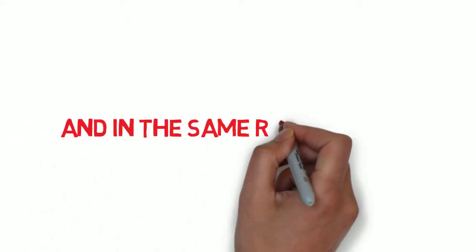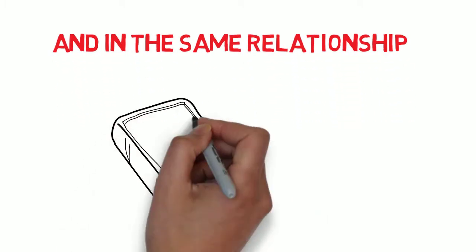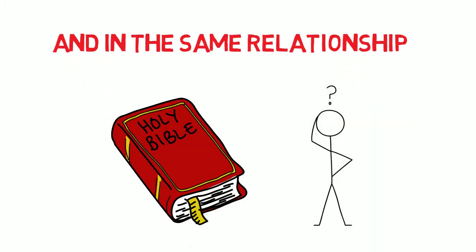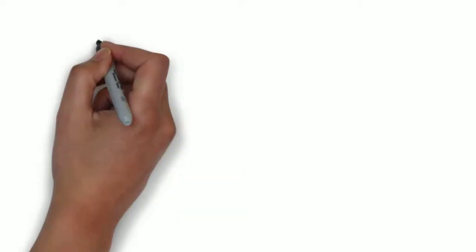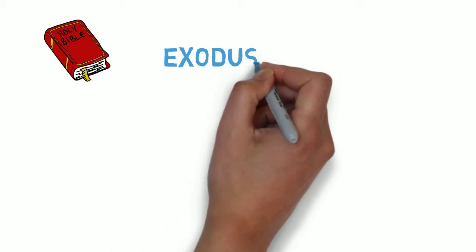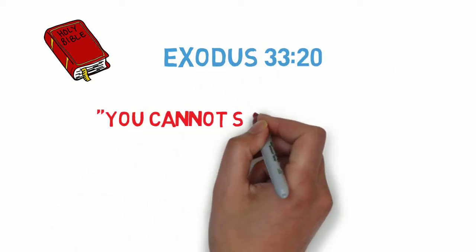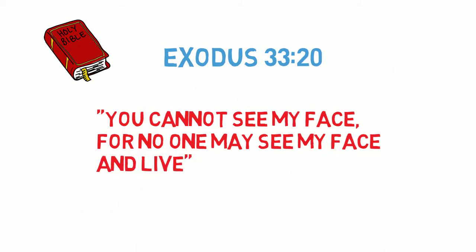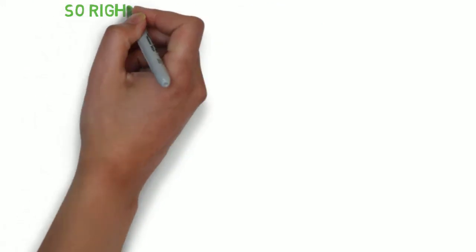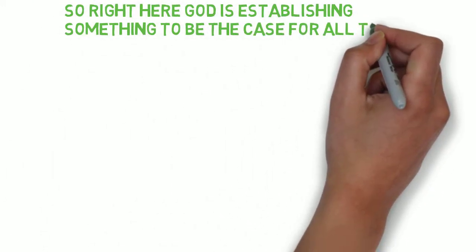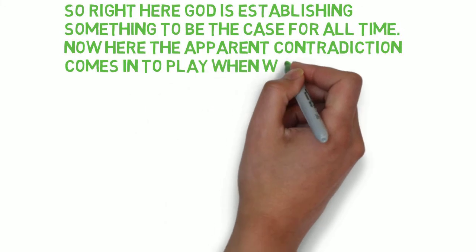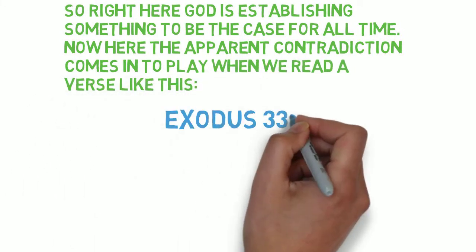How about the part that says, and in the same relationship? Well, for this, we can actually take an example from the Bible. The law of non-contradiction is seen in parts of the Old and New Testament. For example, in Exodus 33:20, God states that, "You cannot see my face, for no one may see me and live." So right here, God is establishing something to be the case for all time. Now here the apparent contradiction comes into play when we read a verse like this.